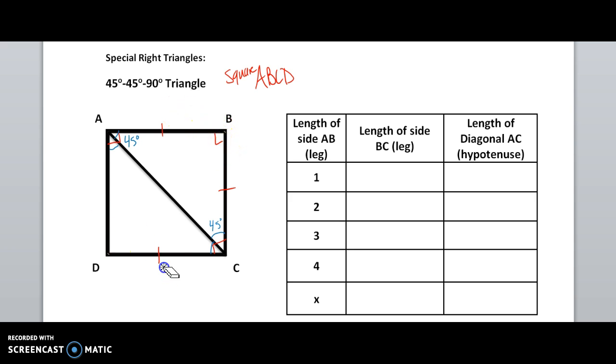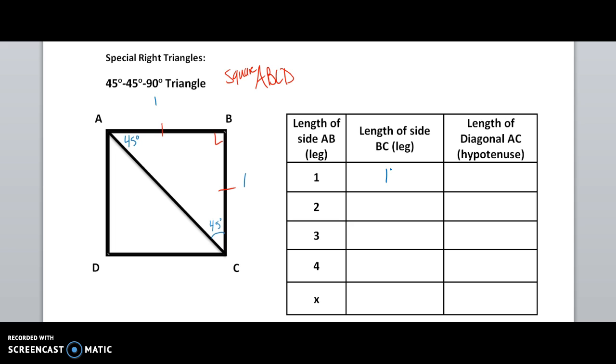Let me get rid of some of those because I feel like it's cluttering it just a little bit. Okay. So again, I'm focused on triangle A to C to B. All right. So what we are going to do is start with the table and work our way down. I'm only going to start you off with this. So the first one here, I have a side length of 1. So hypothetically, if AB was 1, we know AB and BC are congruent, so BC would also be 1.